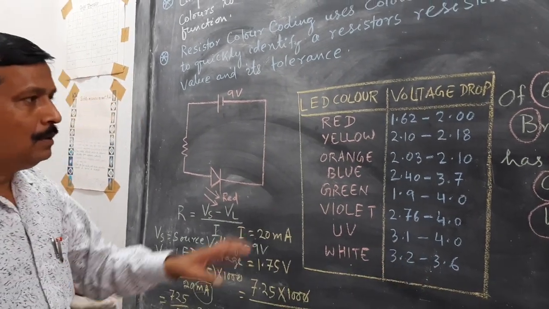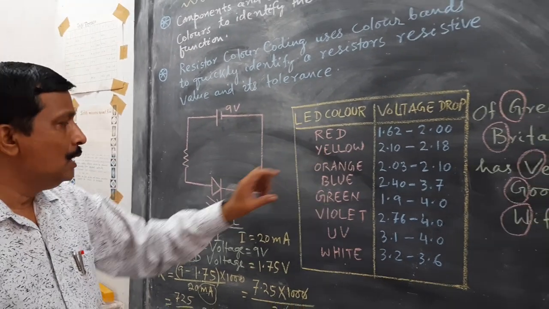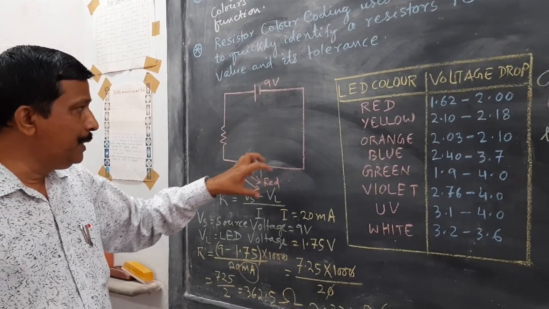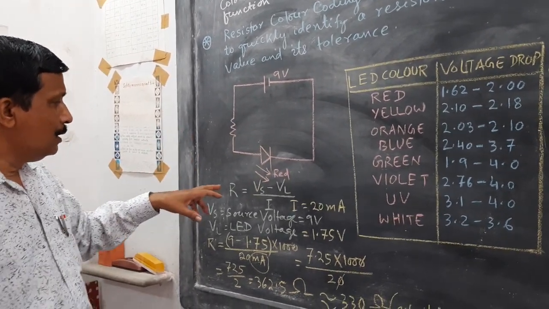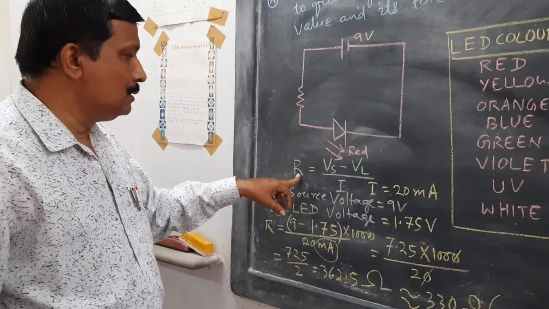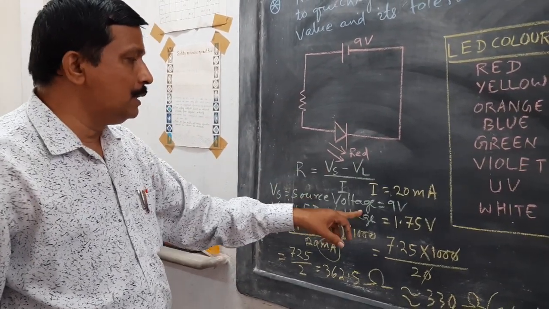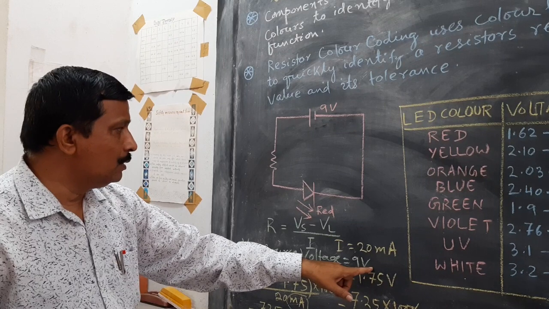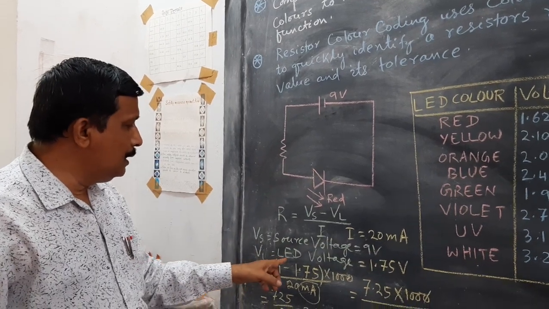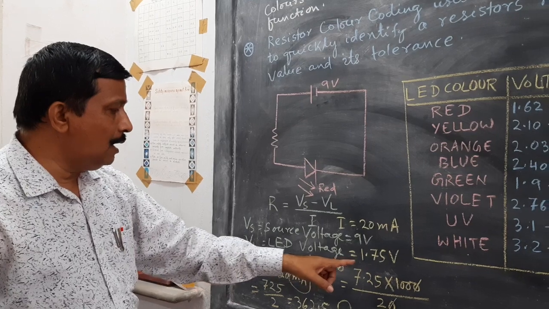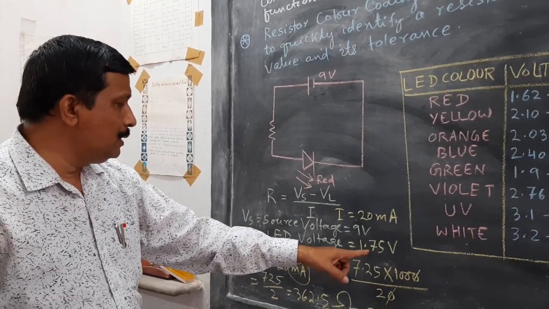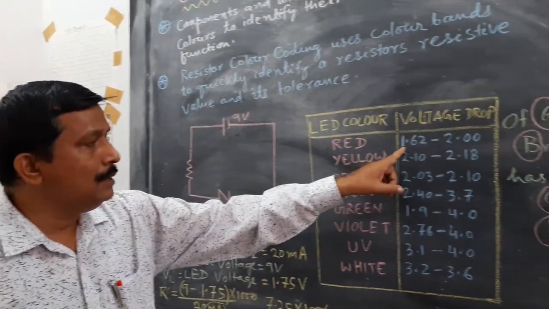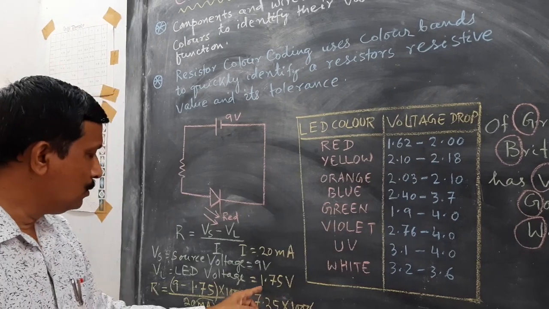So, first of all, you will calculate how to know which type of diode or LED will be fitted in the circuit. So you see this is your resistance, and Vs stands for source voltage. Here I have taken in this circuit 9 volt. Similarly, VL, that is LED voltage. Here the LED voltage is 1.75 volt, because I have written here red color. Red means 1.60 to 2.06, so 1.75 volt.